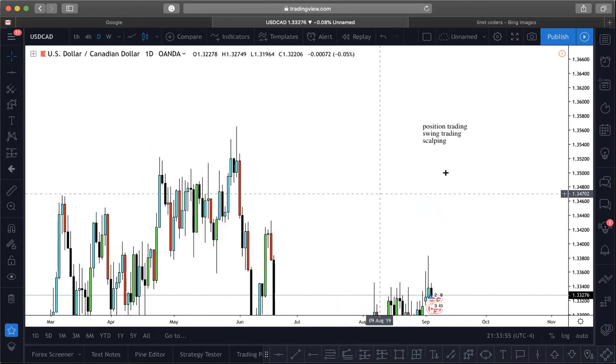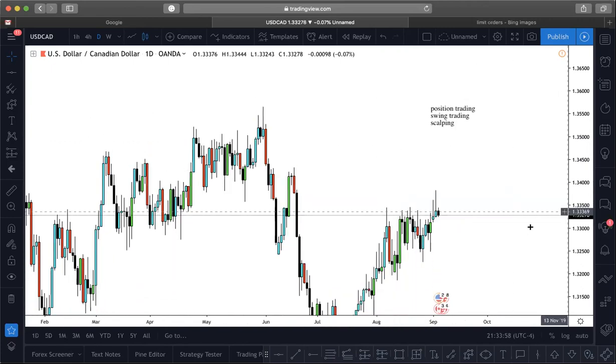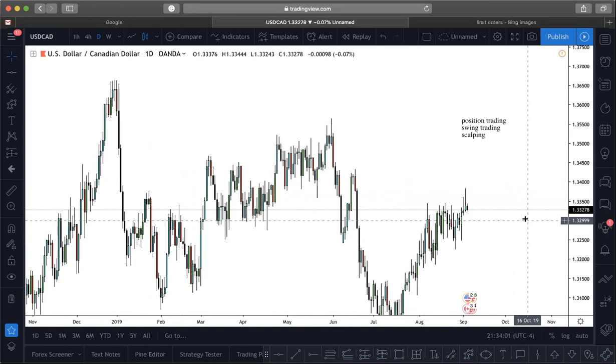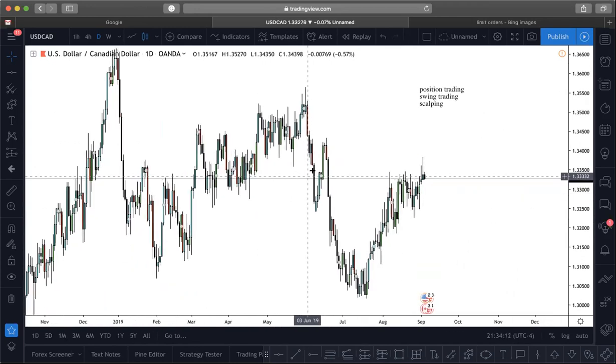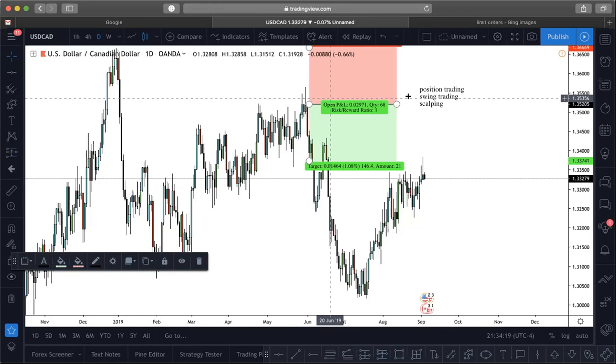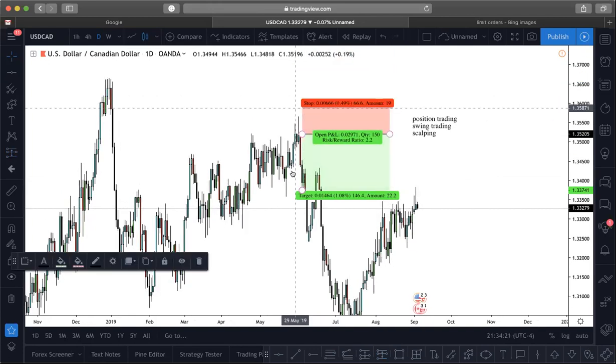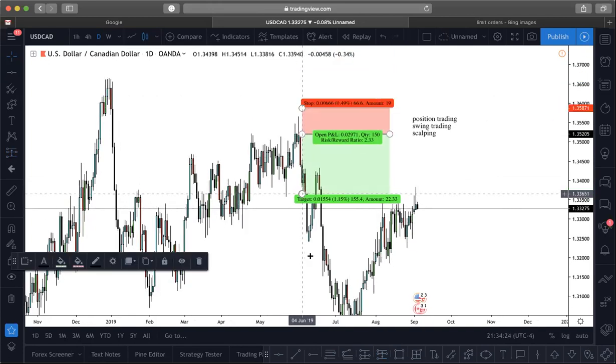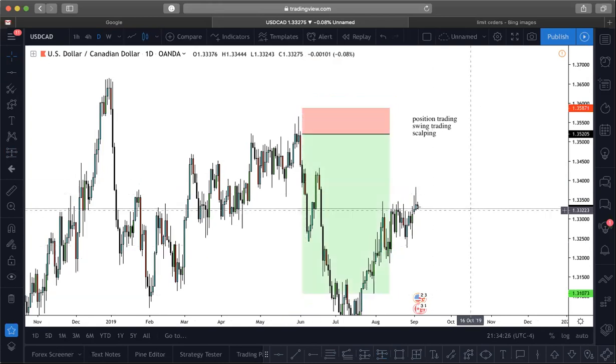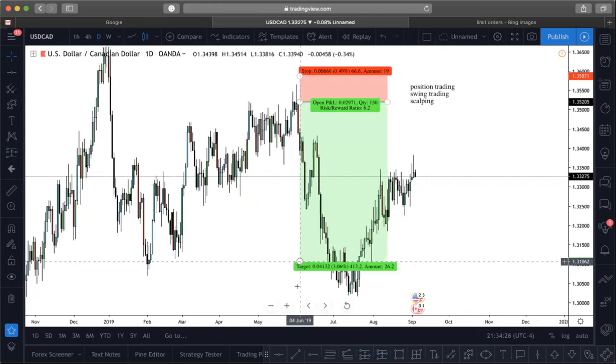Position trading simply means you enter a trade and you're holding that trade for months, for weeks, right? That means you enter trades on the daily, weekly, monthly time frame. So you would find that setup on the daily time frame like we're on right now, and you would enter short here, let's say at the daily time frame, and then you would hold that trade over the next few weeks, right? Your target will be thousands or hundreds of pips away.